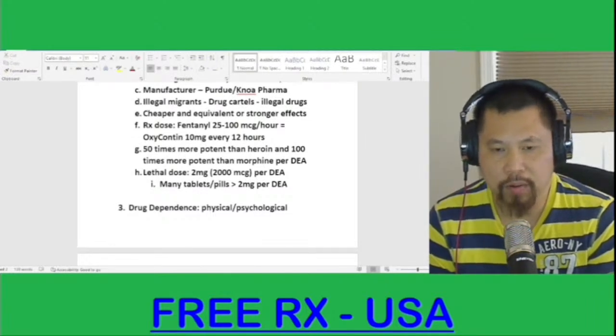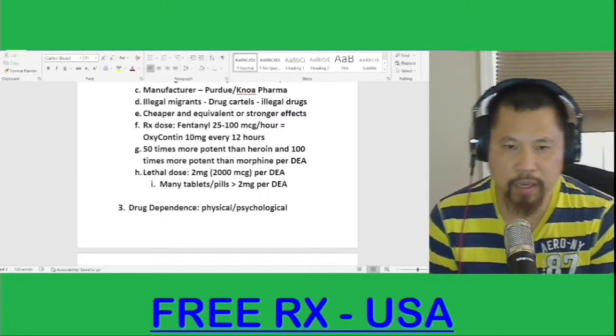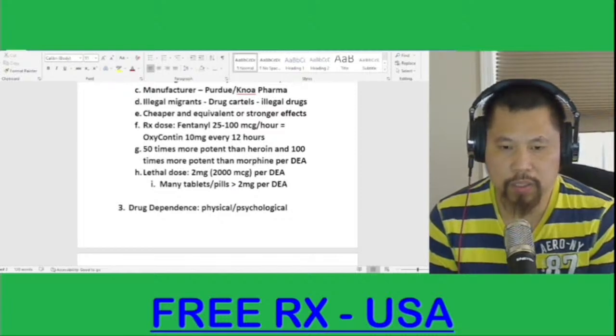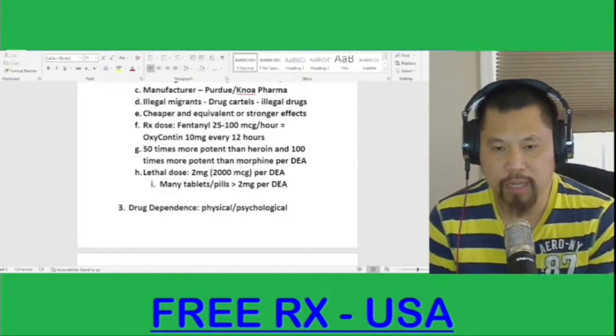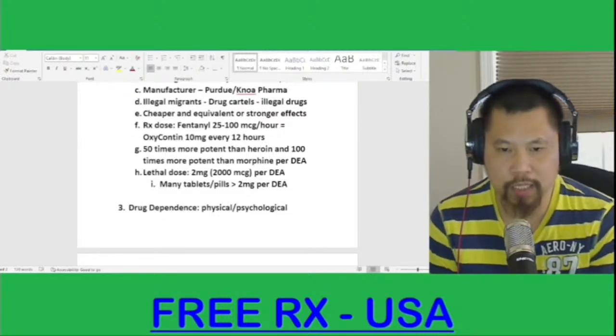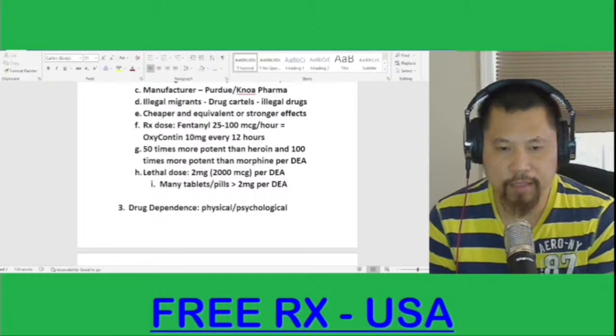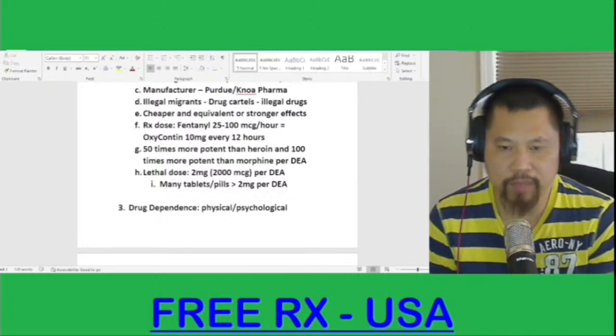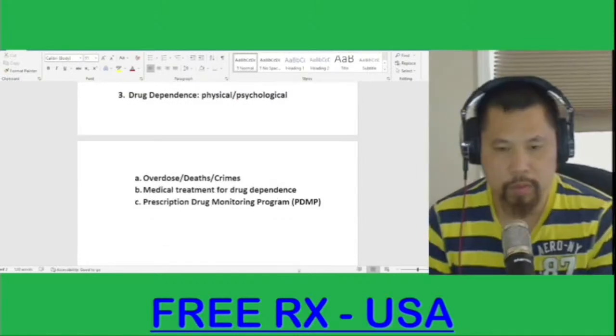Many tablets or pills from these illegal migrants were found to contain more than 2 milligrams. So one tablet contains more than 2 milligrams. It's enough to kill a person who took that tablet or pill. Fentanyl dependence or addiction can be physical or psychological.